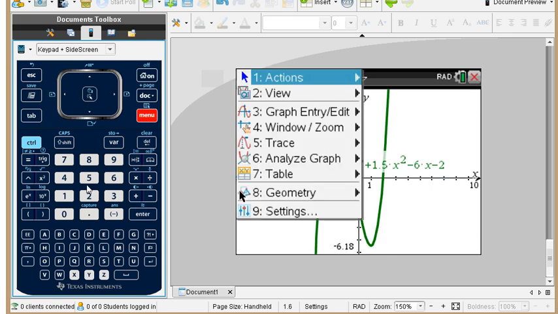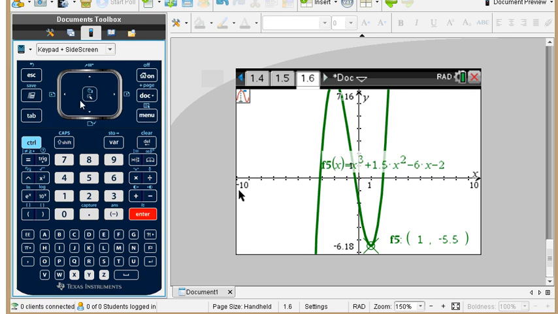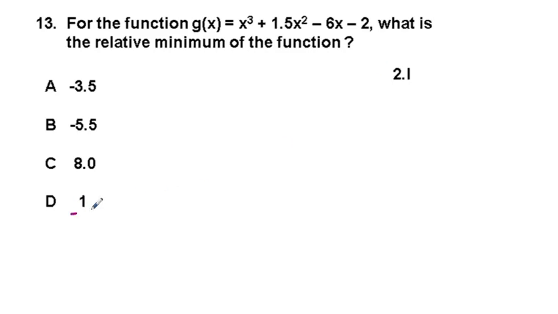Go to menu, trace, graph trace. We have a minimum at 1, and that minimum is -5.5. The temptation is to put 1, but the actual value of the minimum is what's asked, remember we had the where, that holds true here, doesn't it? So B is our correct answer, and D is not. D is where there is a relative minimum, or what is the x value where there is a relative minimum.